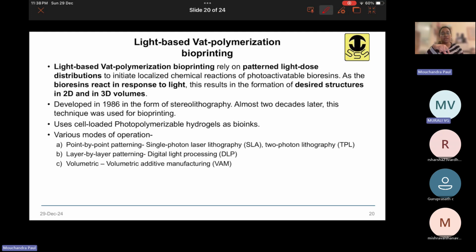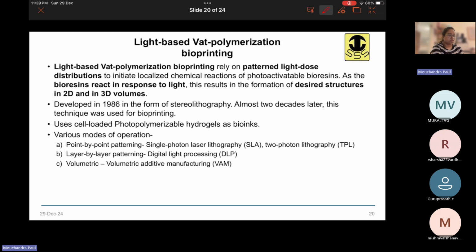And into this vat, we give patterned light doses. That causes chemical reactions or photo reactions to happen at some discrete points within the vat. So wherever the light touches the vat, the chemical reaction happens. The liquid bioresin changes into solid hydrogel. In this way, when we do it layer by layer or point by point or in the whole volume at once, we get a 3D or a 2D structure.